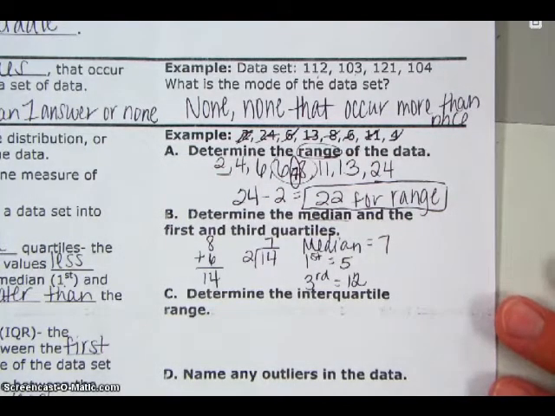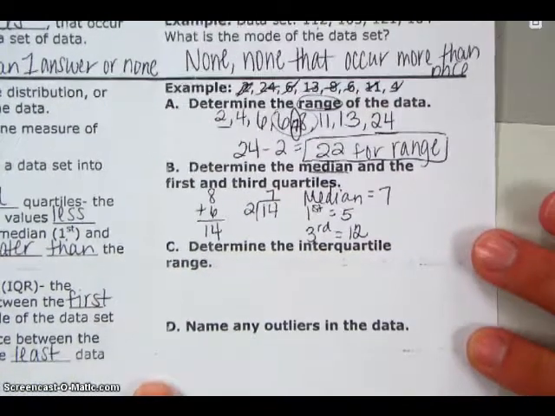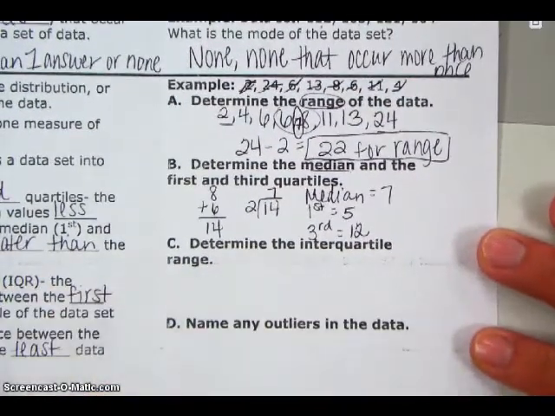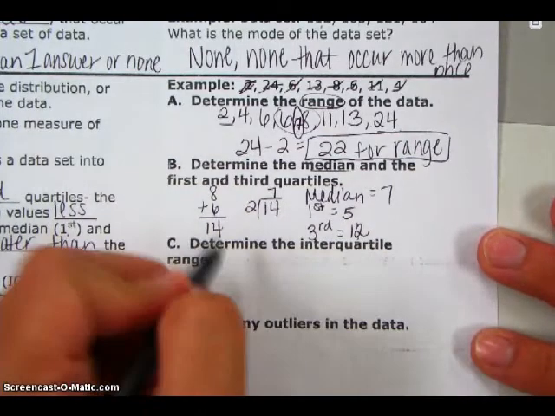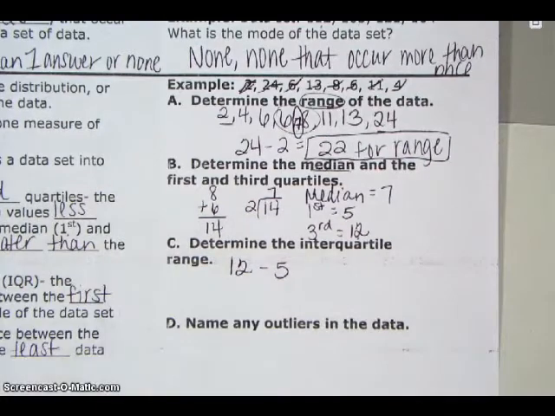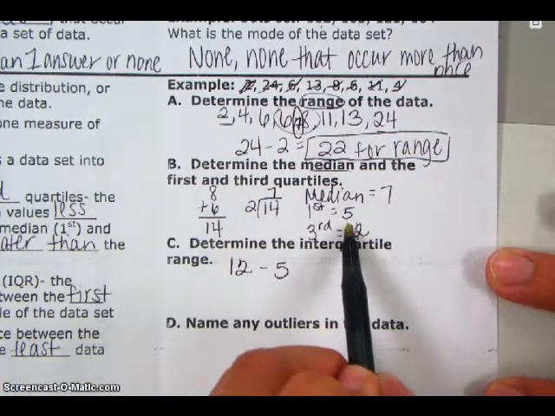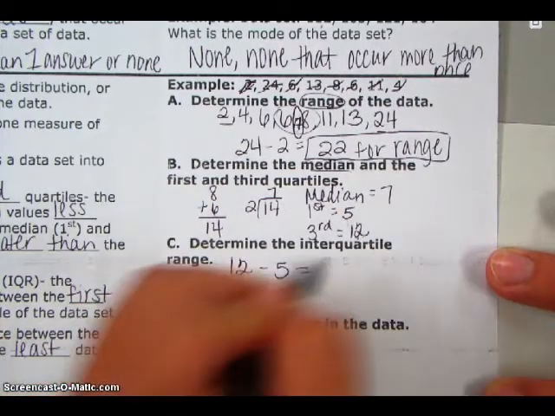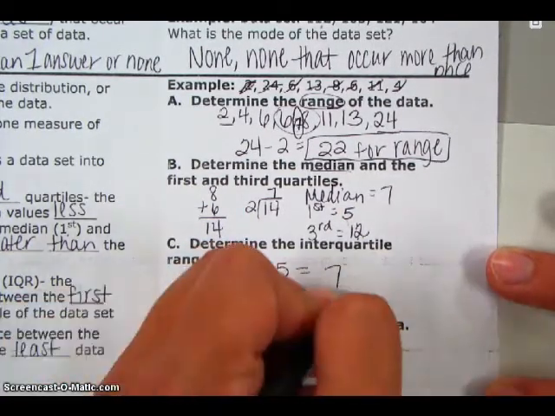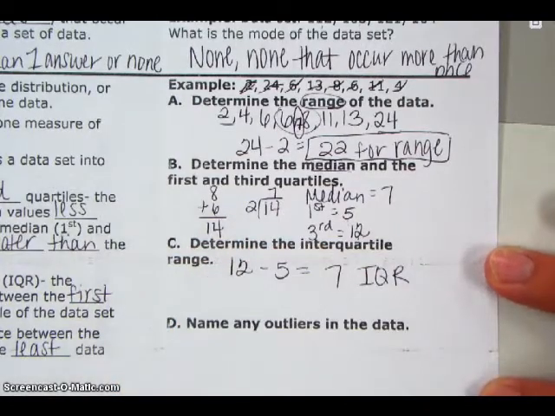Now our interquartile range is actually going to be where we take our third quartile number and we subtract out our first quartile. Okay, so we take our third quartile and subtract our first quartile, and 12 minus 5 is 7. So that's our IQR, or interquartile range.